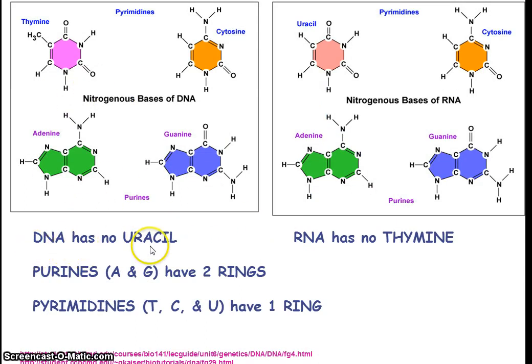DNA does not have any uracil. RNA doesn't have thymine, so those are used interchangeably depending on if you have DNA or RNA. Purines, which are A and G, have 2 rings. Pyrimidines, T, C, and U, have 1 ring.